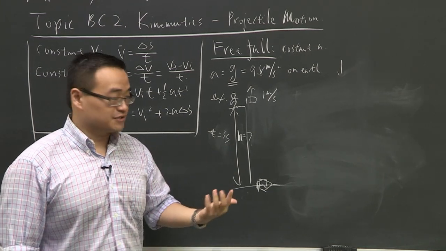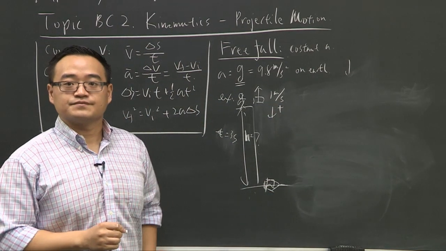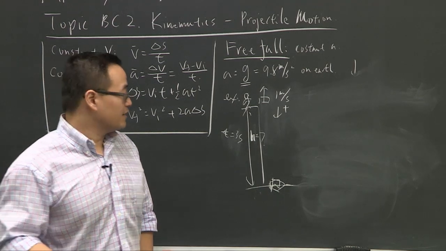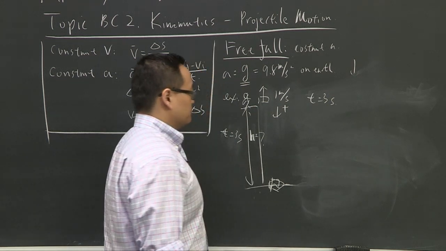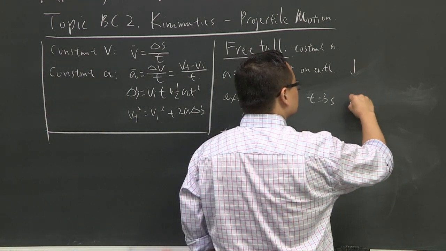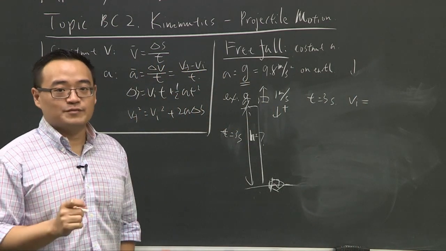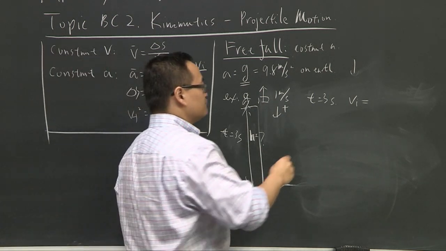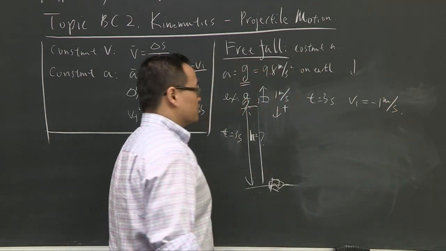First of all, define a direction. I'm going to define going down as positive. Great. List the knowns. What do I know? I know that time is 3 seconds. That's great. I know my initial velocity. What is my initial velocity? You say 1 meter per second. Not 1 meter per second. What is my initial velocity? Negative 1 meter per second.